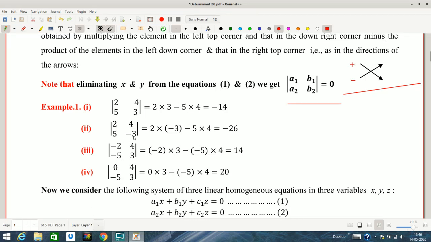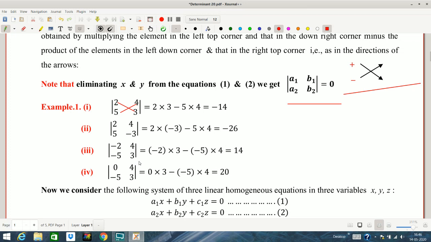As an example, let us calculate the value of this determinant 2, 4, 5, 3. Here main diagonal or principal diagonal elements are 2 and 3. So 2 and 3 are multiplied first, 2 into 3, minus, by formula there is a minus, off diagonal elements 5 and 4. So 5 into 4. 2 into 3 minus 5 into 4 is minus 14.